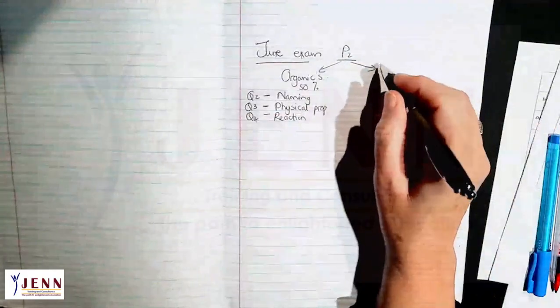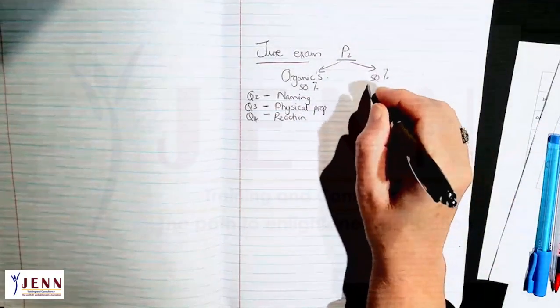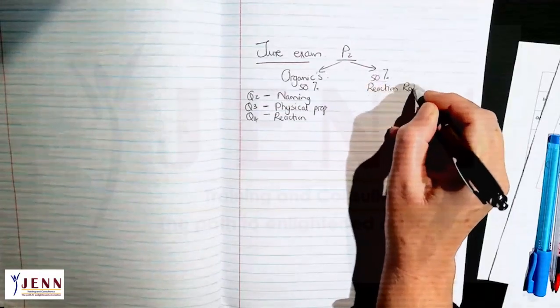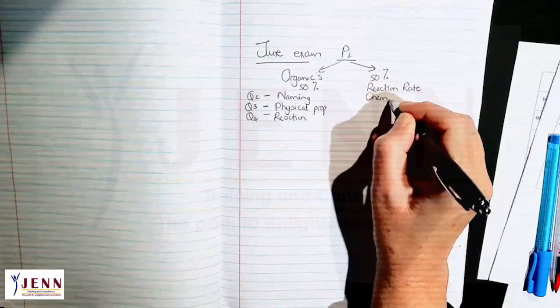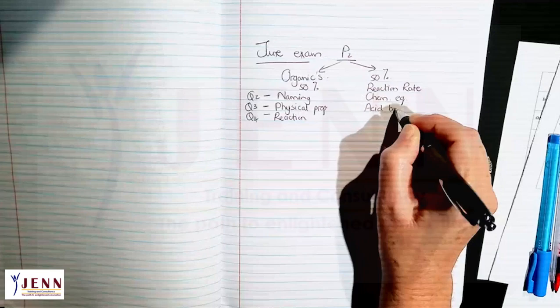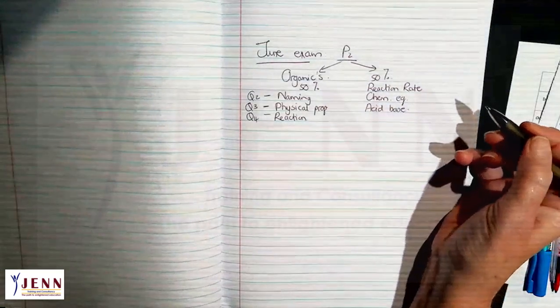The other half of the paper, the other 50% in this case, will now be reaction rate, chemical equilibrium, and acid and base. Okay, so that is the work, the other 50% that you have.